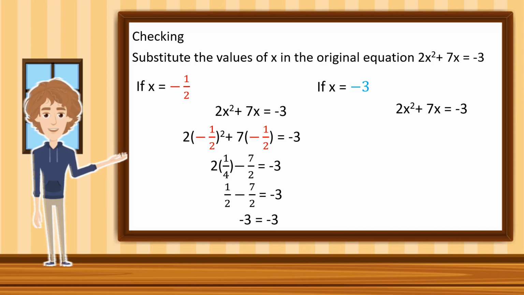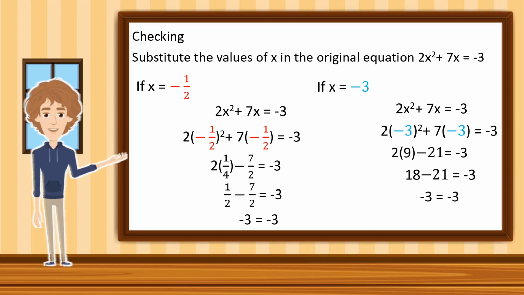Then how about x is equal to negative 3? Let us substitute negative 3 for x. And we have 2 multiplied by negative 3 squared plus 7 multiplied by negative 3 is equal to negative 3. Then, simplify. 2 multiplied by 9 minus 21 is equal to negative 3. Then 18 minus 21 is equal to negative 3, and negative 3 is equal to negative 3. Therefore, we got the correct answer. Negative 1/2 and negative 3 are the roots of 2x squared plus 7x is equal to negative 3.